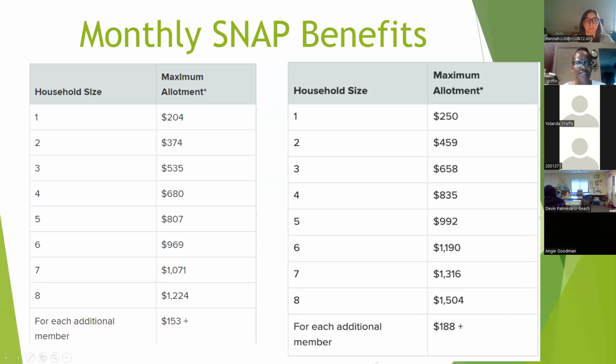Monthly SNAP benefits. On your left are the maximum allotments. These are the new allotments, the maximum allotment. As you see, for a household size of 1, prior, they used to receive a maximum allotment of 204. Now the maximum allotment is 250. And this is the maximum. So a household of 3 wouldn't necessarily receive 658, they could receive less.